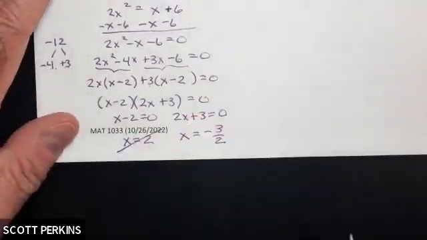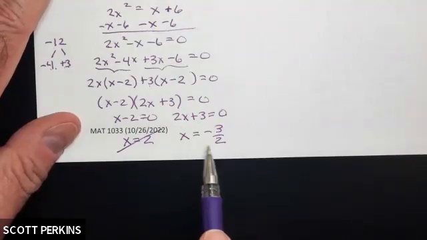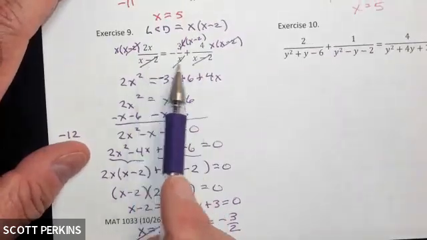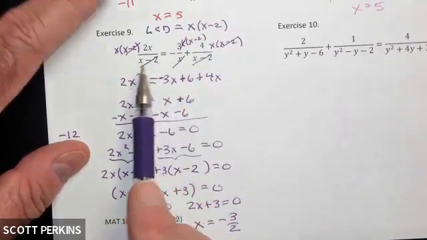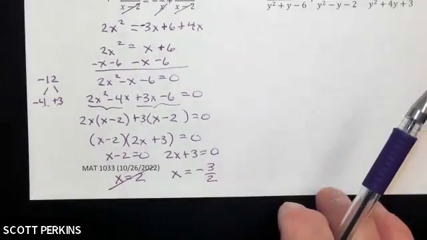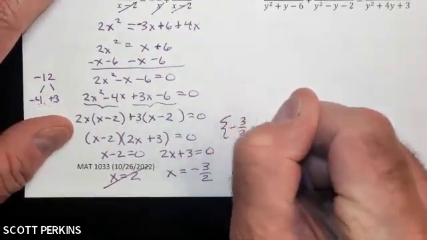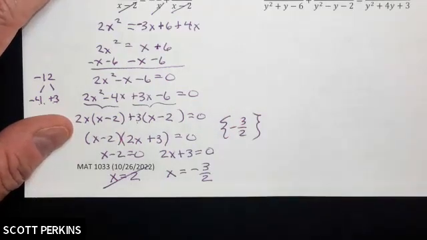Goodbye. Don't need you. And then x is negative 3/2 or negative 1.5. Does negative 1.5 make any of these denominators 0? No, so that's a keeper. Okay, so that's my solution set. So on this particular problem, I keep one, I throw the other one out. So my solution set is negative 3/2.